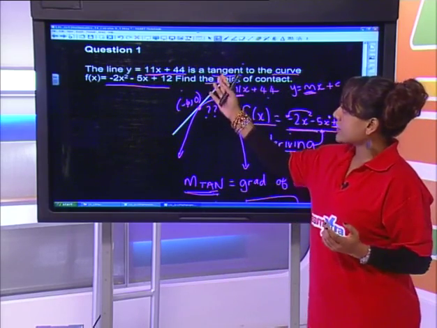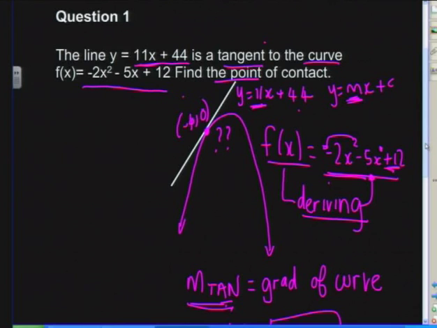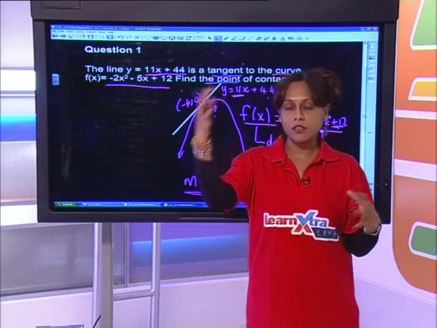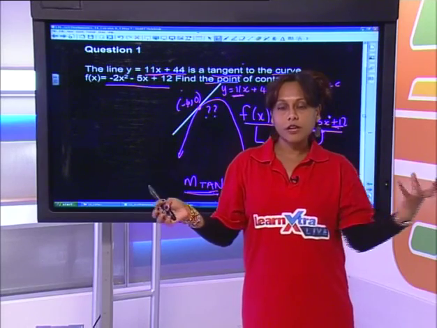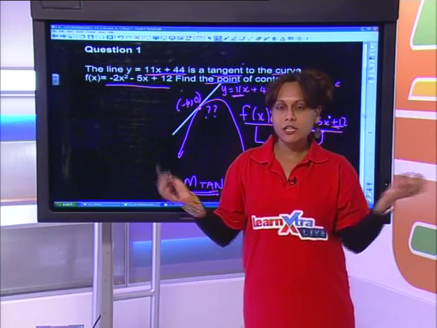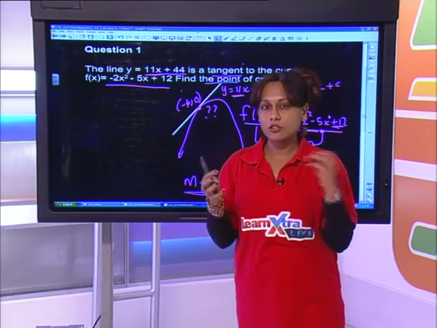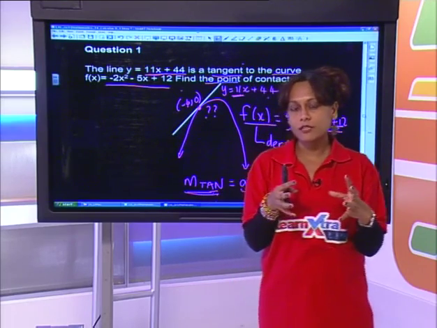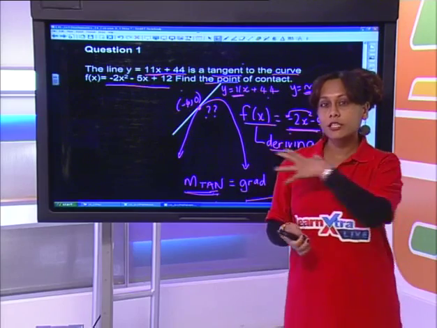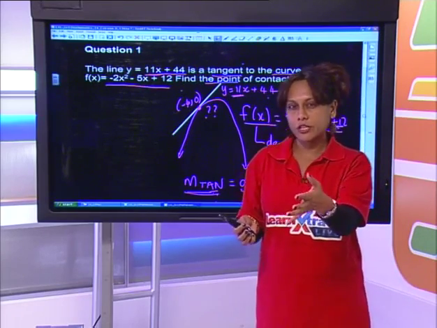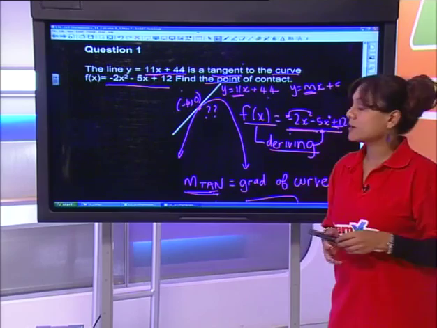If you are given the tangent and the equation of the curve, to find the points of contact, you make the gradients equal. You find the gradient of the tangent, you find the gradient of the curve by deriving, you equate them to each other, and then you solve for x. That will give you the x value. Once you've got x, you substitute it back into one of your equations, and you find the y point of contact.